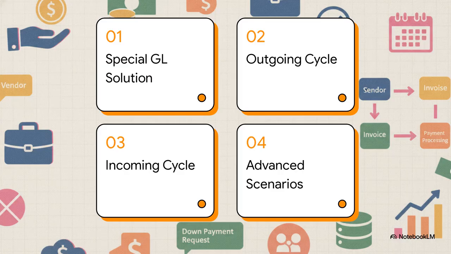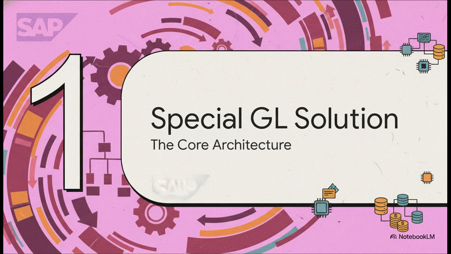To solve that whole mess, here's our agenda for this explainer. First up, we'll look at the special G/L solution. Second, the outgoing cycle. Third, the incoming cycle. And finally, we'll wrap up with some integration and advanced scenarios. All right, section 1, the special GL solution.